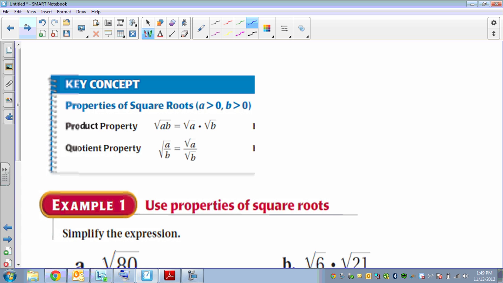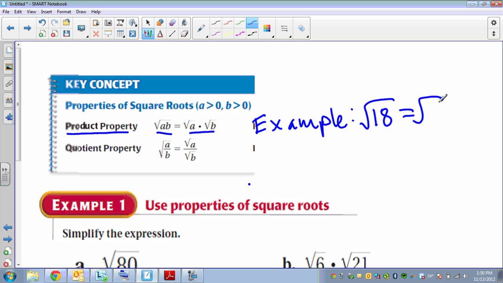So first of all, we're just going to learn some properties about square roots. I don't think any of these are a surprise by any means. The first one is the product property. That means we can split up square roots that are together into two things. Here's an example: the square root of 18 is the same as the square root of 9 times the square root of 2. This property allows us to split them up, and that allows us to simplify the square root of 9 to 3, so we get 3 square roots of 2.